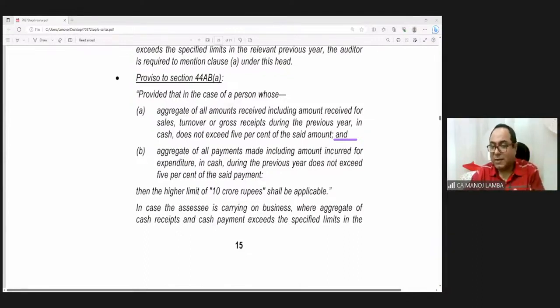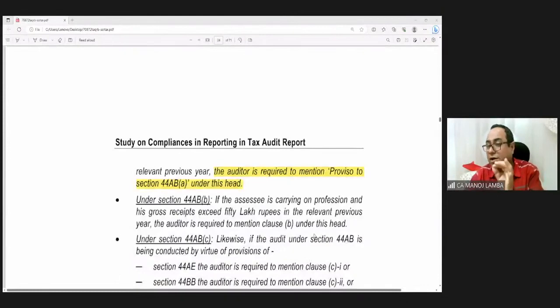In this case, if the assessee is carrying on business where aggregate of cash receipt and cash payment exceeds the specified limit in the relevant previous year, then the auditor is required to mention, please note very, very carefully, my dear friends, proviso to section 44AB. All my learned professional colleagues, please note that if you are getting the extended turnover limit because of the proviso to 44AB sub clause A, then you have to mention proviso to section 44AB, not 44AB only.